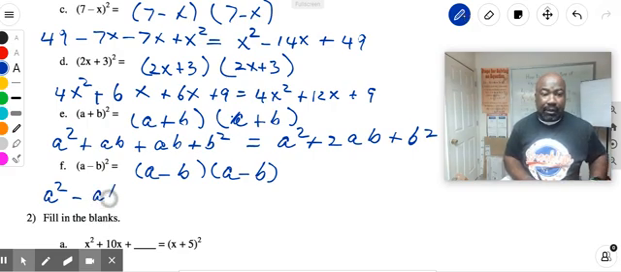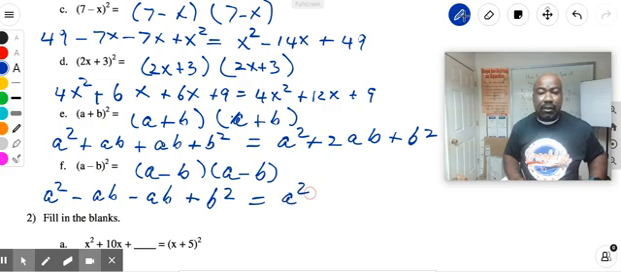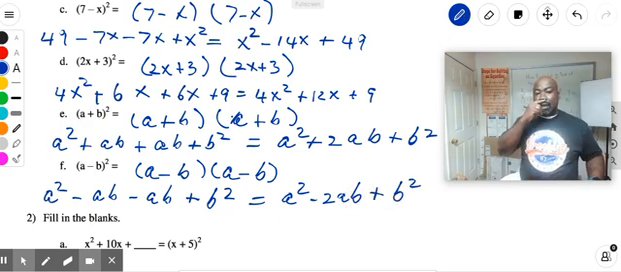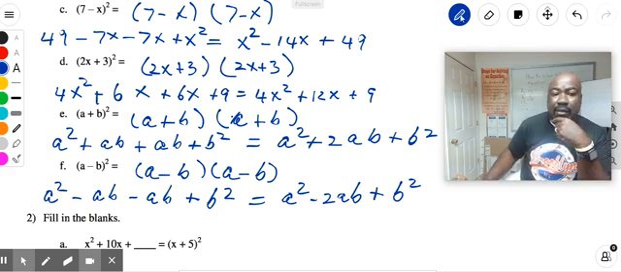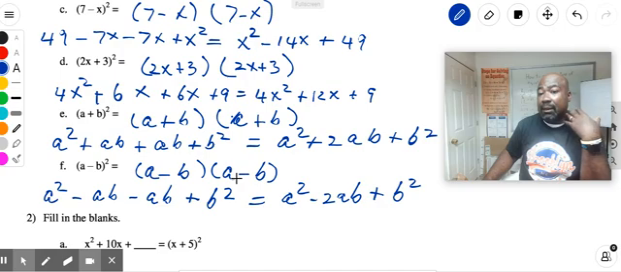Negative ab, and then we have another negative ab. And then what we have right here is a positive b squared. And then we combine like terms, which is a squared minus 2ab plus b squared. Most of the time with this problem, most people get this incorrect when they forget to multiply a negative times a negative as a positive.